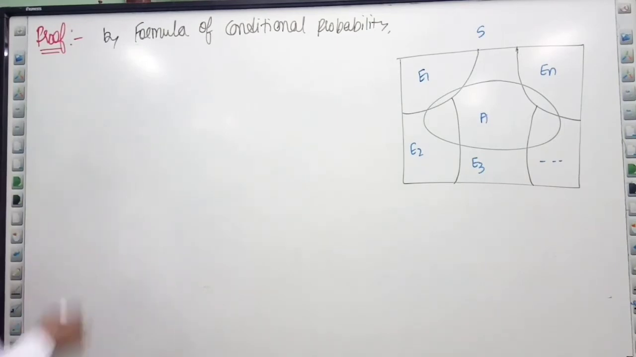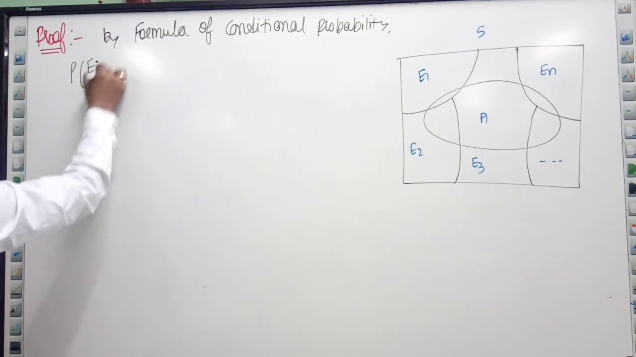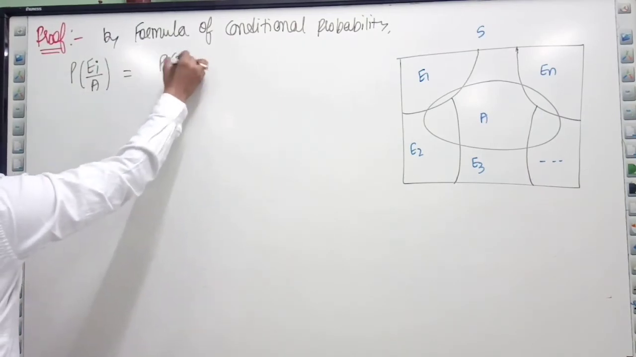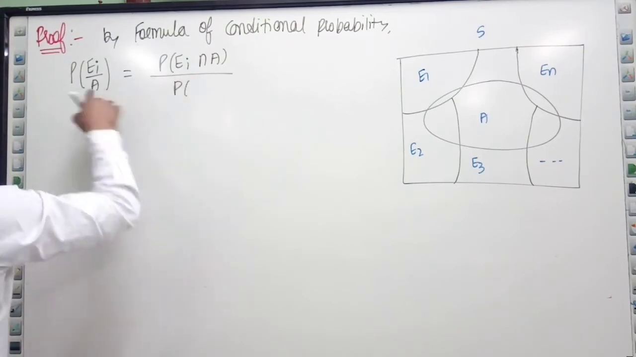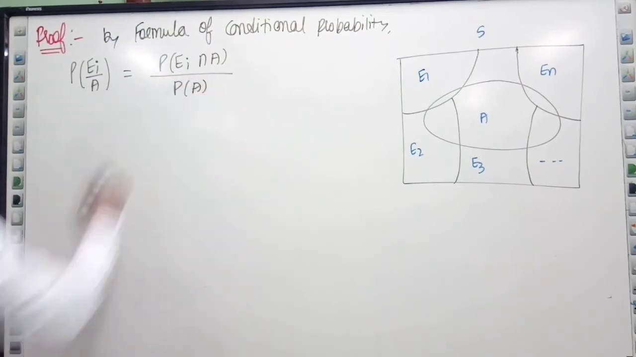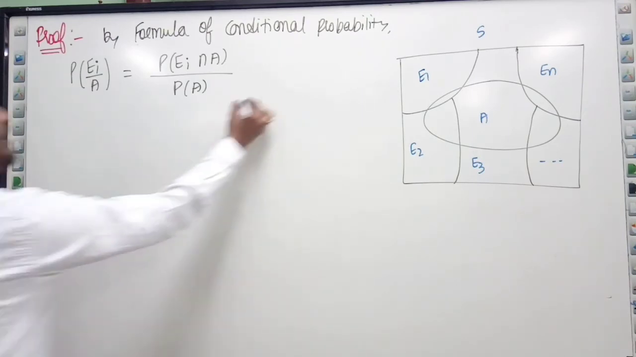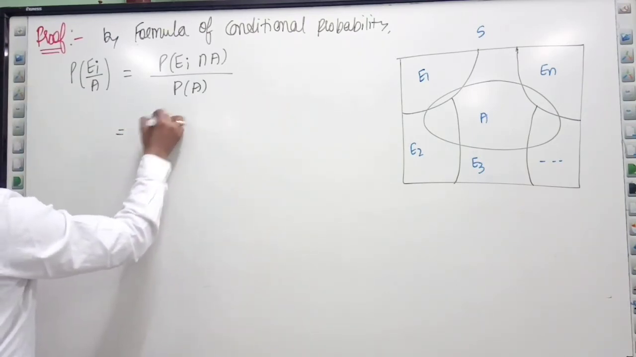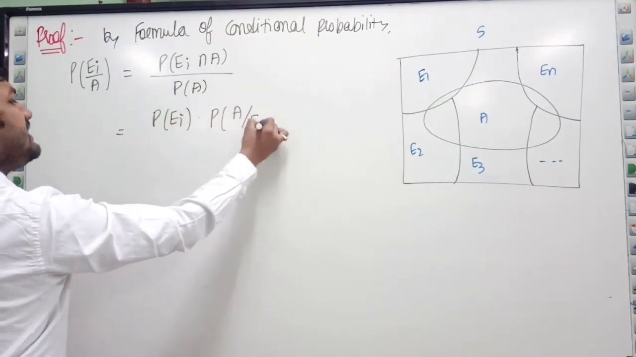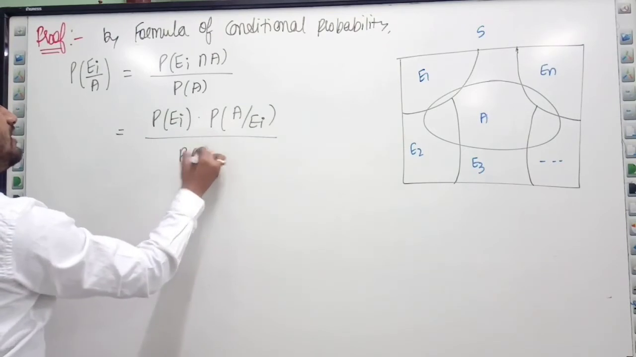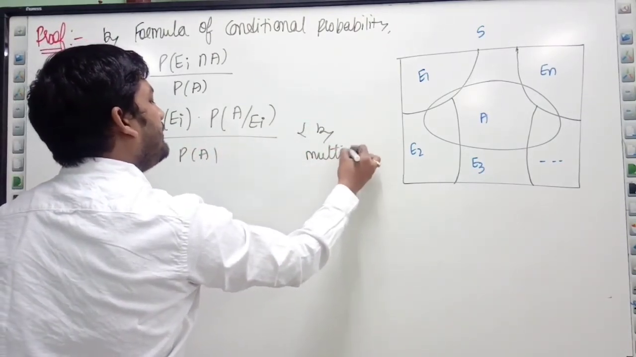That is P(Ei/A). What is conditional probability? In the numerator we write the intersection, and the denominator is the event A, since that is the sample space. Now by the multiplication theorem, can I write this as P(Ei) into P(A/Ei) whole upon P(A)? How have I written this? By the multiplication theorem.